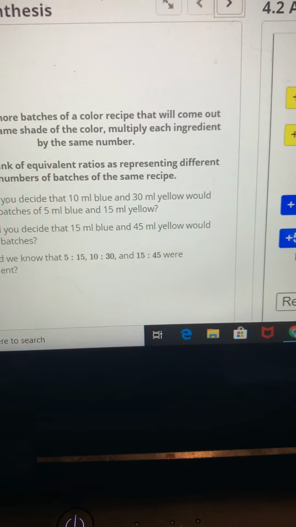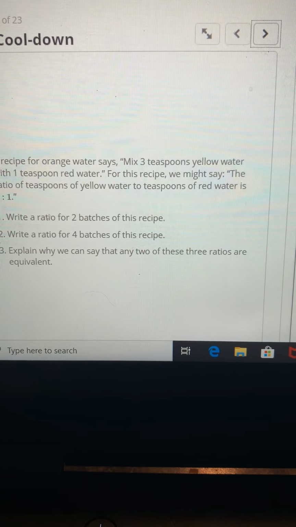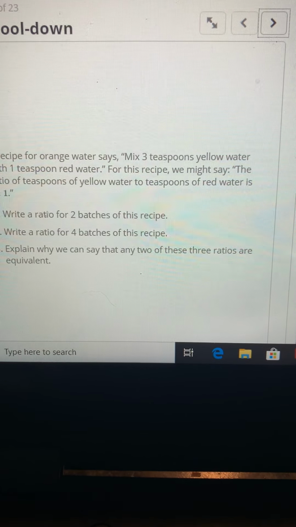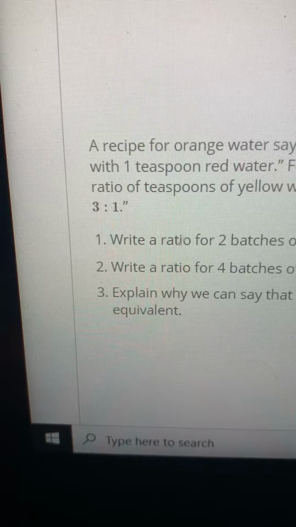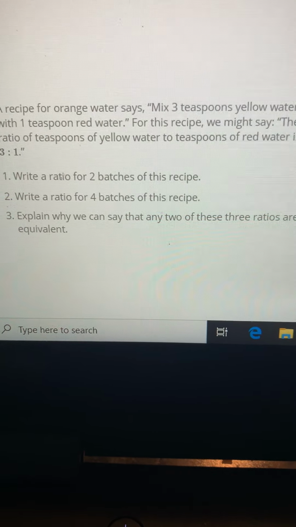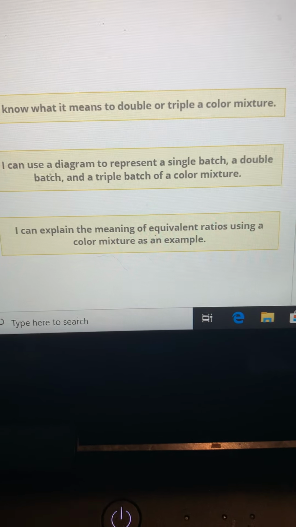And the cool down is always just another way to answer the questions. And if you write a ratio of 2 batches of the recipe, again, that's making equivalent ratios, just like we did before. So the ratio is 3 to 1, and then you would have to double it, or 4 batches. Explain why we can say that any 2 of these ratios are equal, because you're doing the same thing to the ratio. And then those are the lesson targets, and then you're done.